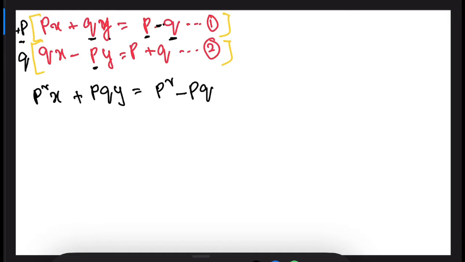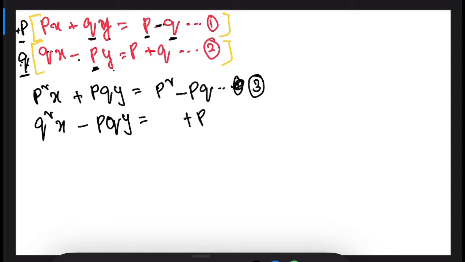Okay, this is our first equation, then the second equation multiplied by q, we can take as the third equation. So now q into q is q square x, plus into minus is minus, p into q is pq y, equals q into p is pq, and q into q is q square, plus into plus is plus q square. Okay, this is our fourth equation.